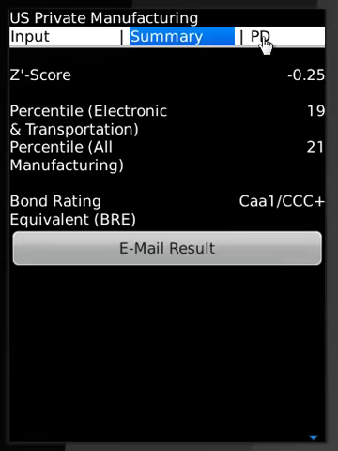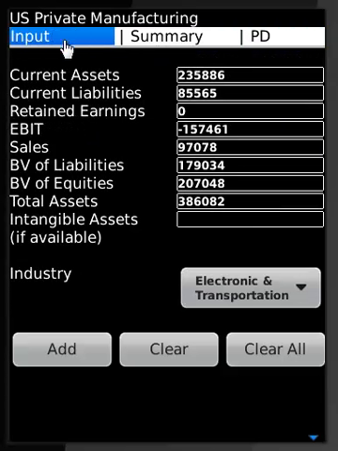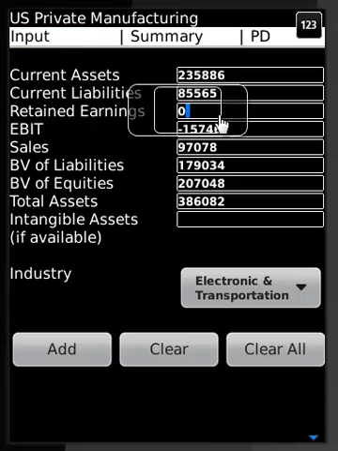So we see this is the summary. This is the probability of default. Again, the top section is for the existing bonds and loans, and the bottom section is for the new bonds and loans. In inputs, in case of Z-score, Z prime, Z double prime, the retained earnings can be negative, EBIT can be negative, and in case you only have the net working capital, please go ahead and enter that data in the current assets field and 0 in current liabilities. We have observed that the net working capital can assume negative values at times.